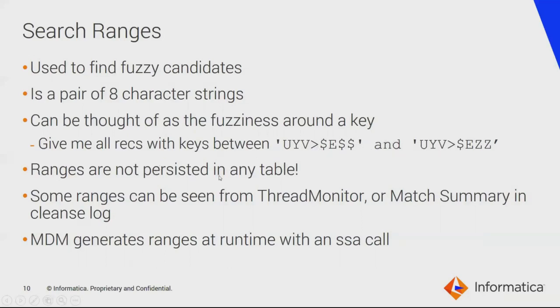So these ranges are not persisted in any table. You won't find them anywhere. They're generated at runtime while we're doing matching. Now you can see ranges in our cleanse log from our ThreadMonitor and match summary.